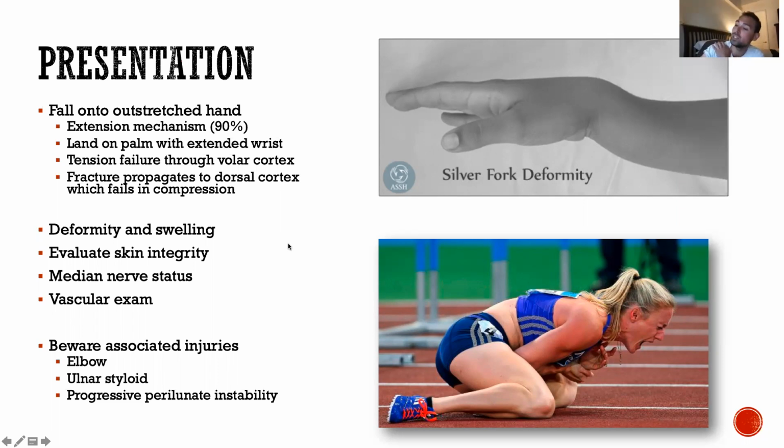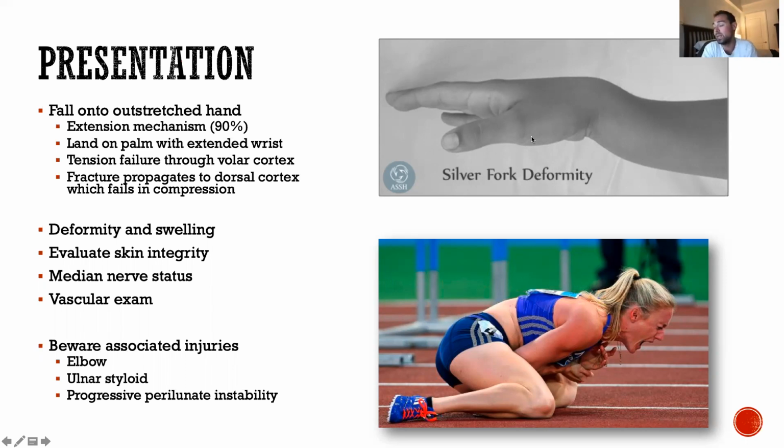Also, if you can imagine, the median nerve runs from the forearm into the hand through the carpal tunnel. And you can see that a displacement here would certainly put this median nerve on stretch. So a lot of people will develop paresthesias in their first 3 fingers consistent with some kind of a stretching of the median nerve. Vascular exam, you can imagine that obviously the vessels run in that course as well. So make sure that the fingers are perfused, make sure there's a good pulse, etc.